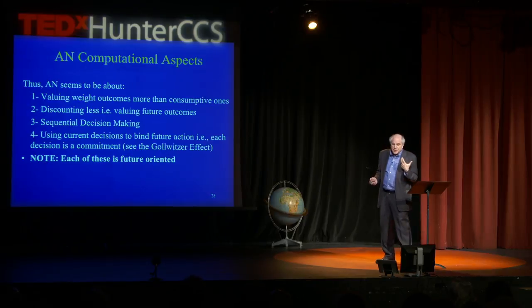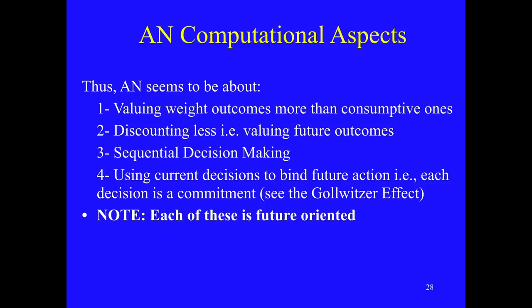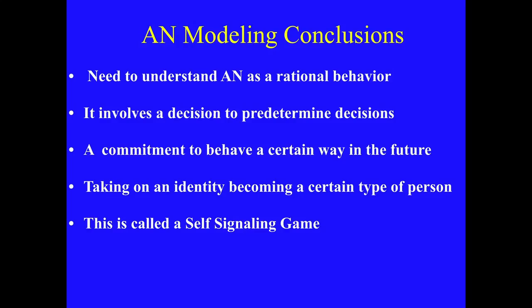So what is anorexia, according to mathematics? It's valuing weight outcomes more than consumptive ones. It's discounting less. It's caring for the future more than the present. It's about sequential decision making, and it's about using current decisions to bind future actions. So I need to understand anorexia as rational behavior involving a decision to predetermine future decisions. It's a commitment to behave in certain ways, and it's a taking on of an identity as a dieter or as a restrictor, if it goes too far.